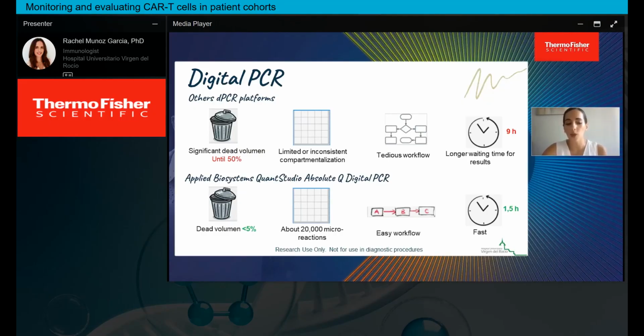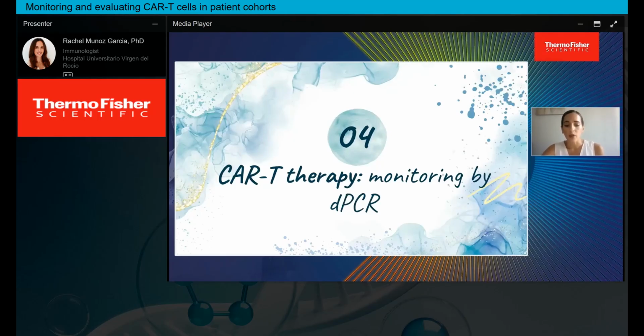But with the new Applied Biosystems QuantStudio Absolute Q Digital PCR, the data volume is less than 5%, we had about 20,000 microreactions, and the workflow is super easy. And we obtained the results very fast, in an hour and a half. So we thought about monitoring CAR T therapy by digital PCR.